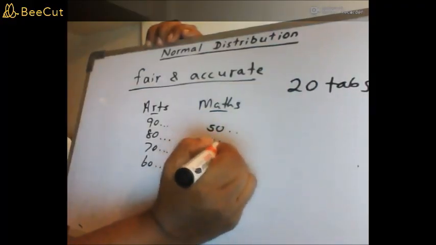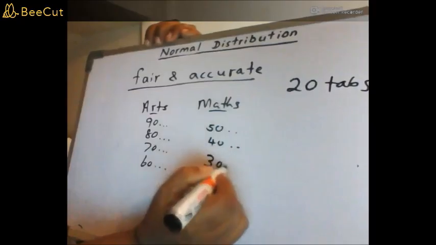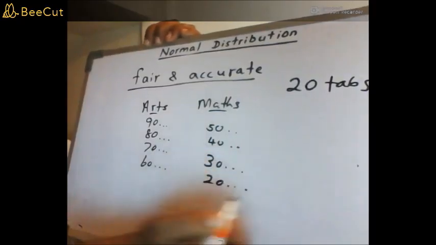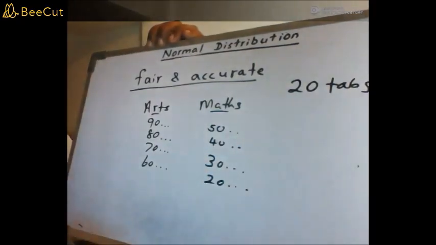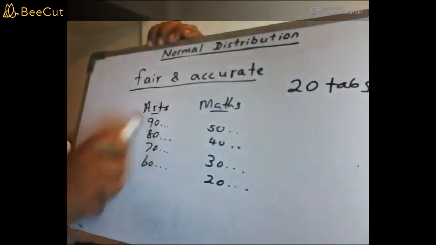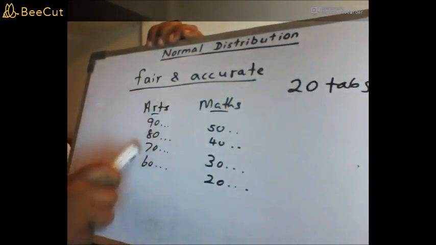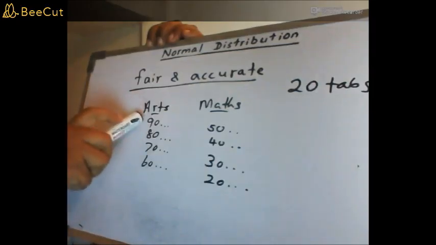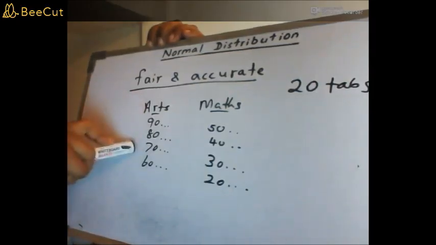50s, then 40s, 30s, 20s. Right? Now, if we consider the raw marks, these are the raw marks. Now, these students, the math students, will they get the chance to get these tabs? No, because here, if we consider the marks, only the art students have scored high marks.